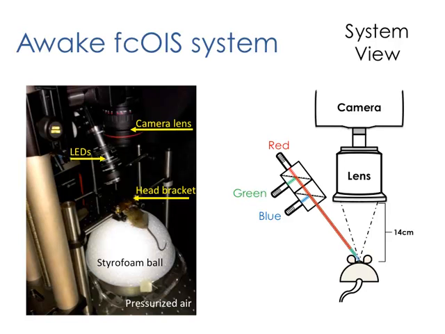And so we developed this awake prep. So here are LEDs shining on the head, red, green, and blue. Simple camera lens setup. But the mice are head restrained, and they're running around on this ball. This ball is levitated by pressurized air. And while we image, the mice are just running around on this ball.